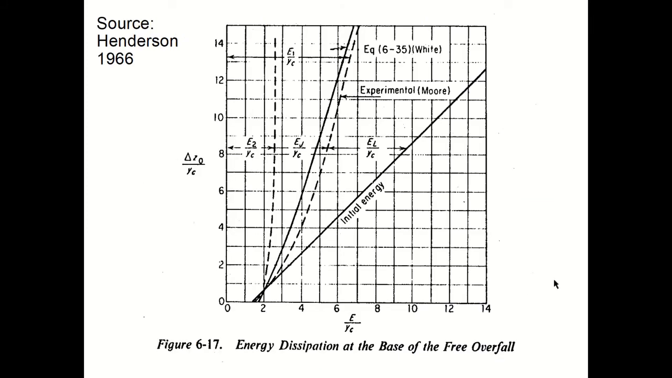This is a combination of both theory and experiment. The solid lines here represent the theory, and the dashed lines represent the experimental results. We're going to be utilizing this graph in order to determine the energy loss through the drop structure. This figure is also from Henderson 1966, and it's figure 617.